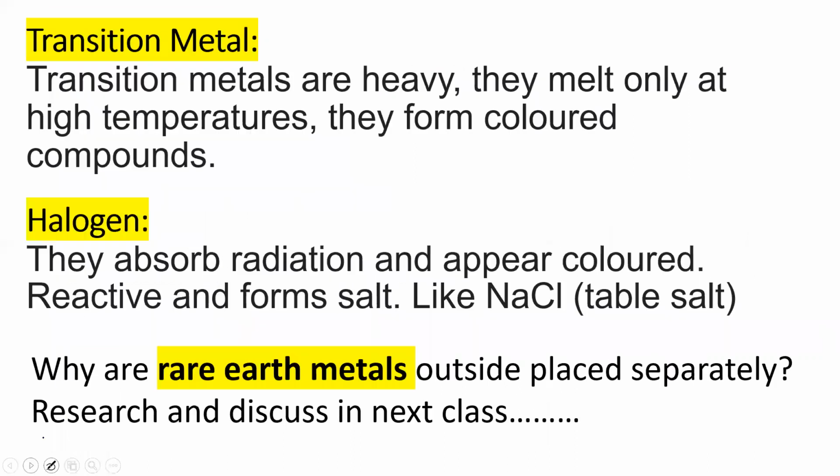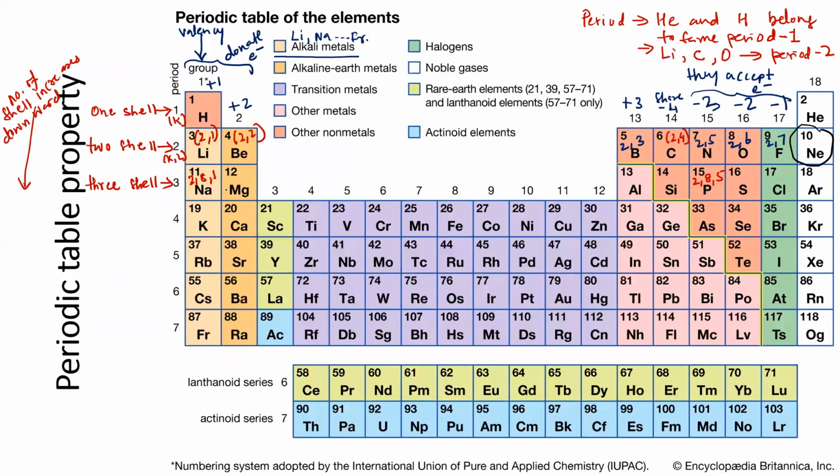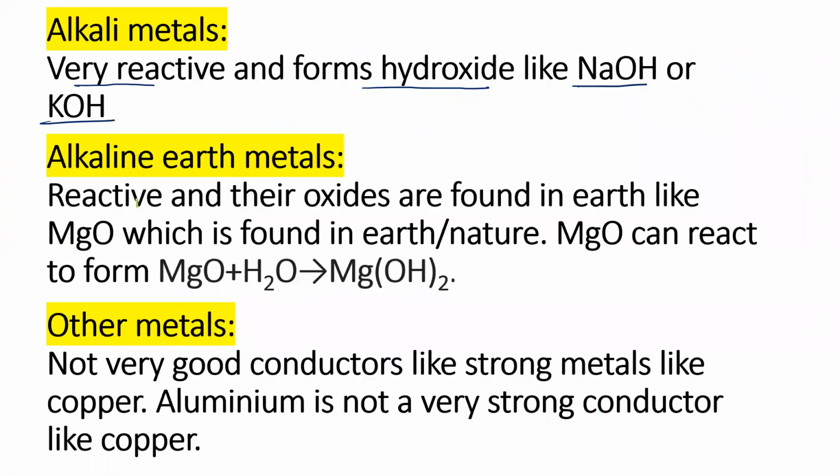Okay. Then in the second group, we have alkaline earth metals. Now, why do we use the word earth metal? Because we use the word earth metal because they are easily available in the earth crust in the form of oxide. So for example, magnesium oxide, calcium oxide, beryllium oxide. So I put that in the form of a sentence here. They are found in earth as their oxide. So it's like magnesium, so magnesium oxide, like that.